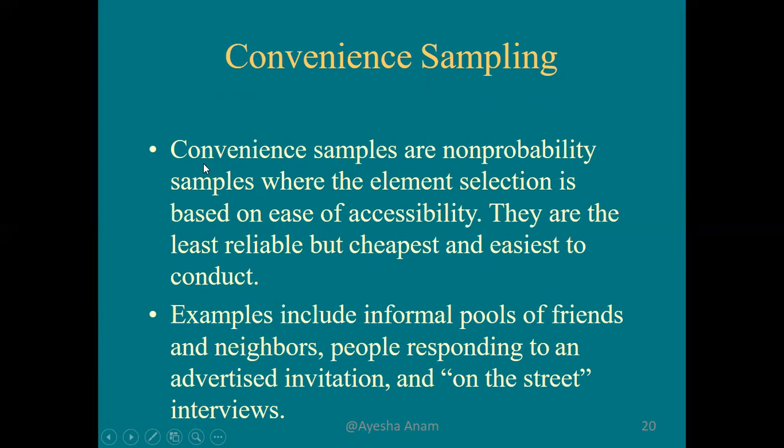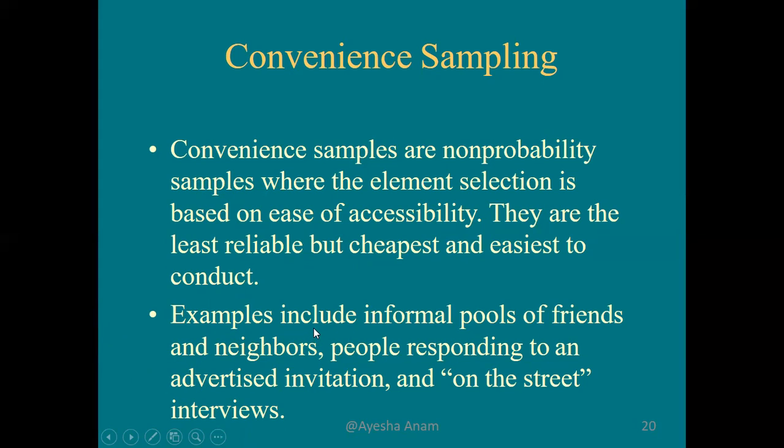Convenience sampling. Convenience samples are non-probability samples where the element selection is based on ease of accessibility. So this is according to the convenience of data collection, so it is called convenience sampling. They are the least reliable but cheapest and easiest to conduct. Suppose you are doing a survey and you are collecting the data according to your convenience of collection, that comes under convenience sampling.